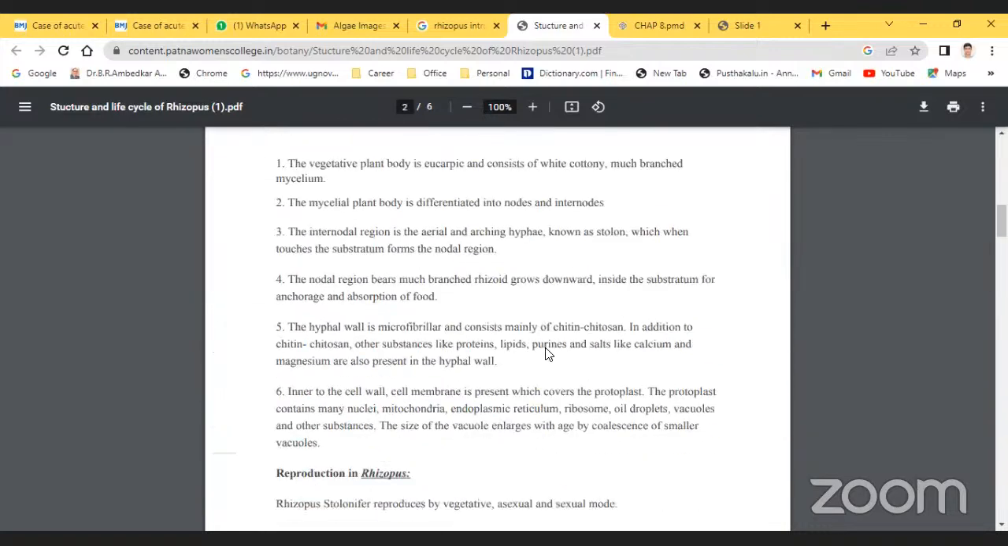So the structure of the mycelium. The vegetative plant body is eucarpic and consists of white, cottony, much branched mycelium. The mycelial plant body is differentiated into nodes and internodes. You know nodes and internodes?